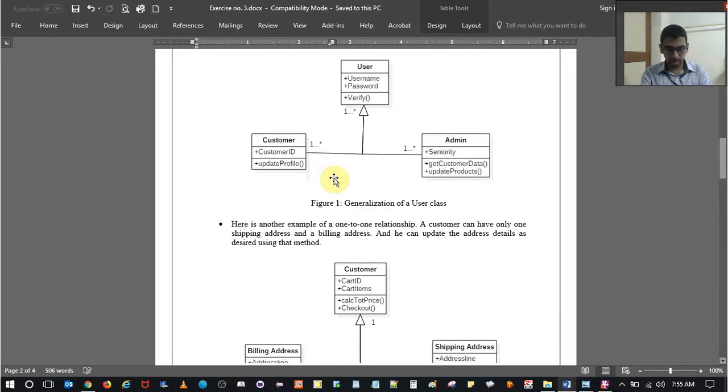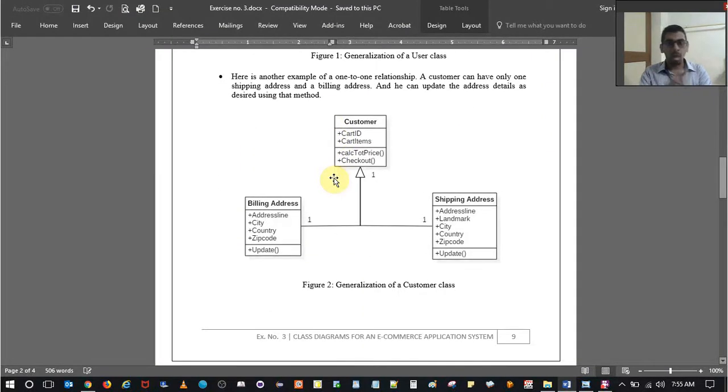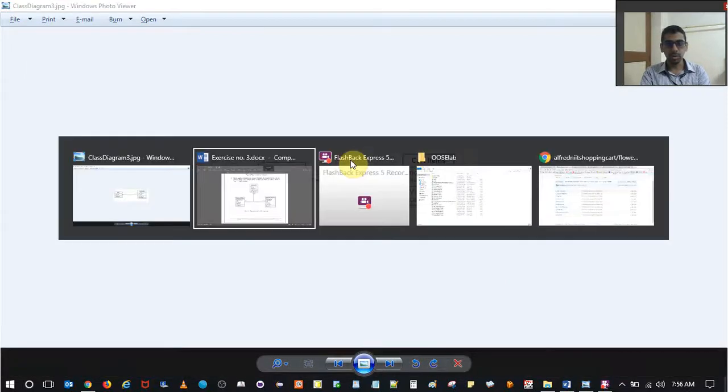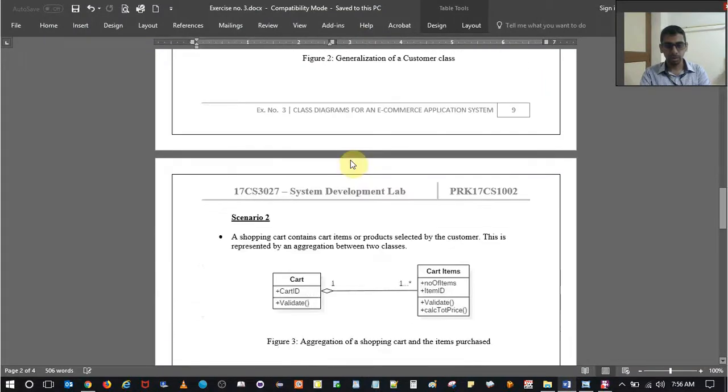There's another example of a multiplicity with the same generalization concept. A billing address and a shipping address can be inherited by the customer as well. The billing address and shipping address can also be updated. That has a multiplicity of 1:1 and 1:1 here as well. A customer can have only one billing address and one shipping address. Alright. Moving on further, we go to the second scenario.